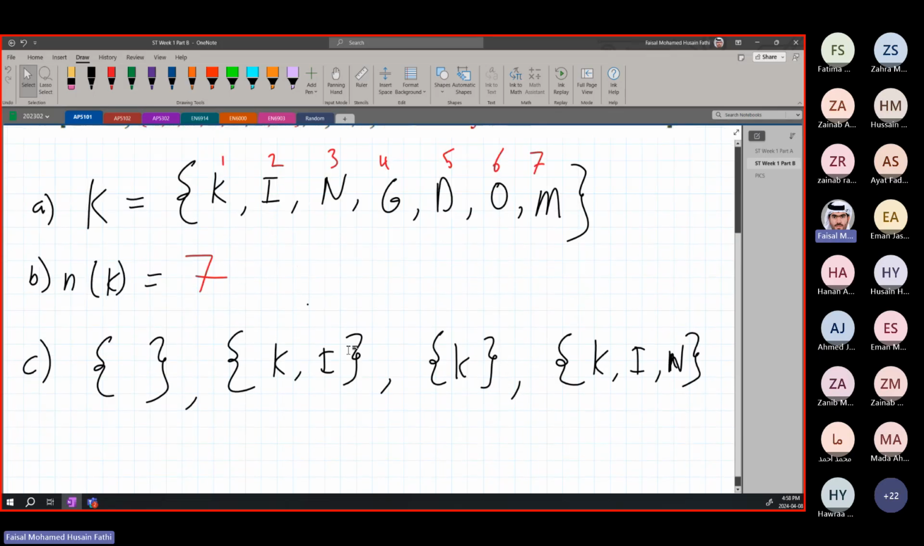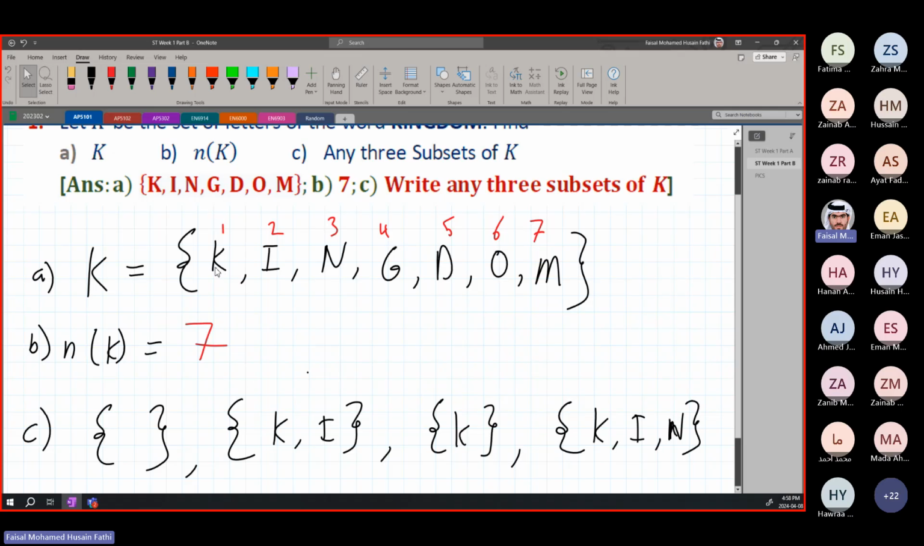Can I repeat the subsets? So subset means you have specific elements, like I explained earlier, that have to be a part of the main thing. So let's look at K and I. They are a part of this main thing. So this is a subset. It is correct. Let's look at the letter just K. It is also just here, just K. So this is also a subset.